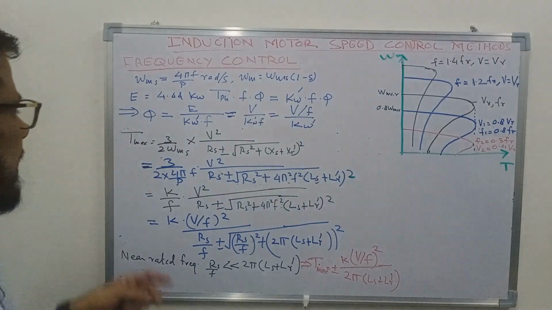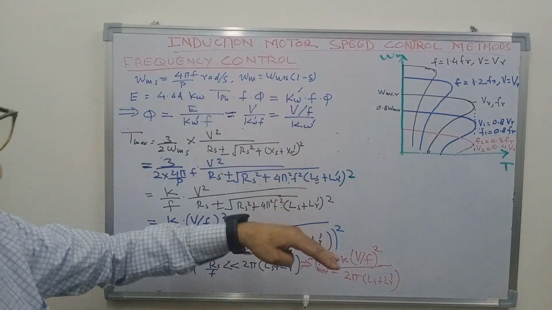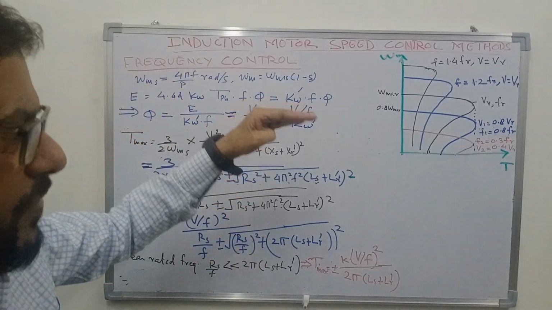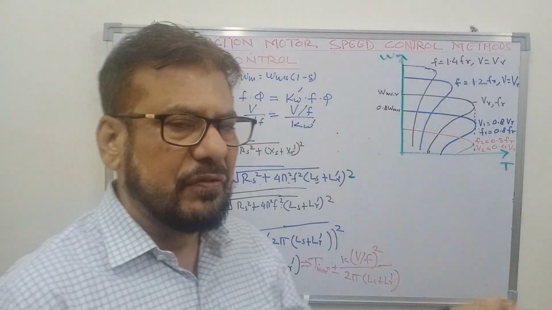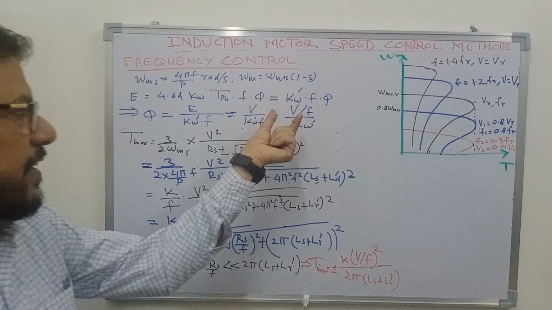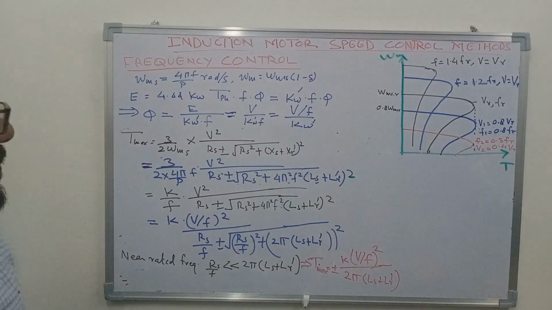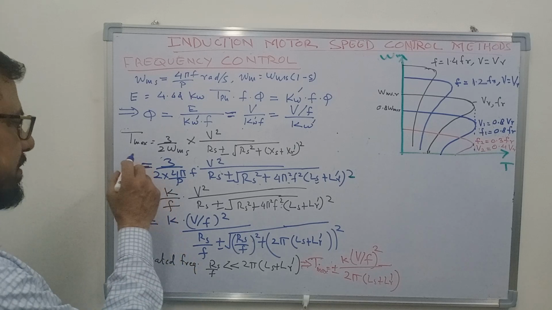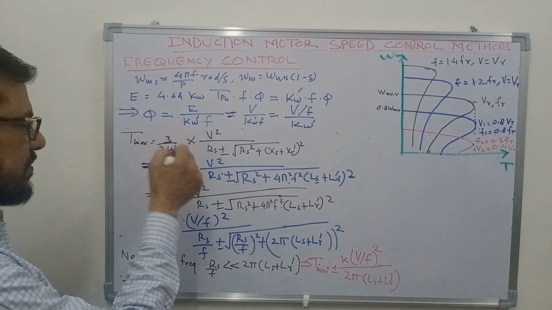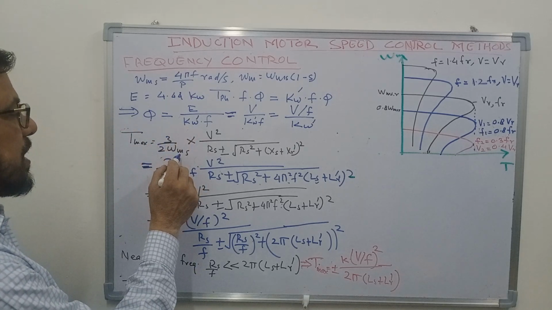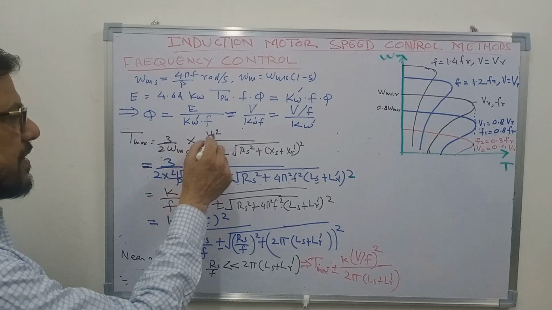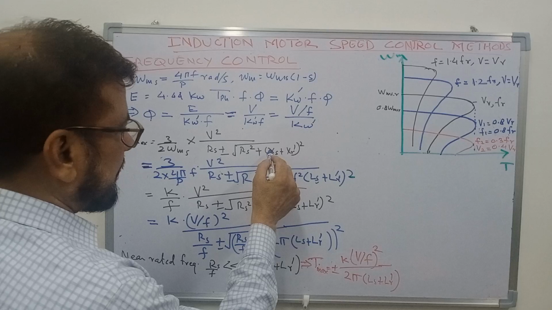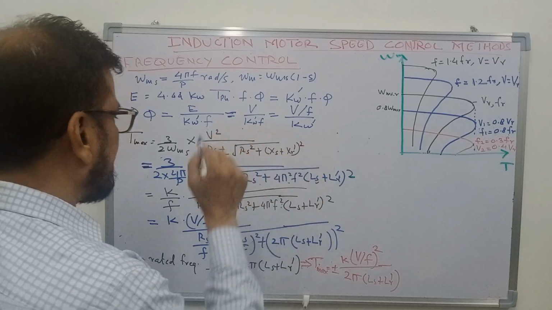Now let us see what happens when we reduce the frequency maintaining V by f constant. That is, we reduce the frequency and simultaneously reduce the voltage also, so that the factor V by f remains constant. So let us see what is the expression of the maximum torque. Just recall it: 3 upon 2 omega ms, synchronous speed in radians per second, V square upon Rs plus minus square root of Rs square plus (Xs plus Xr dash) square.